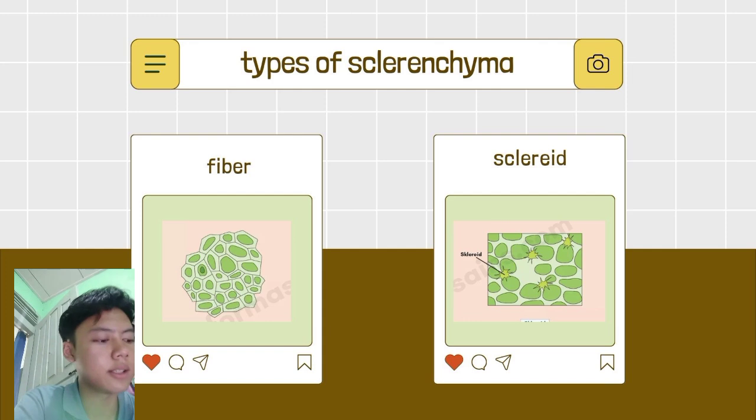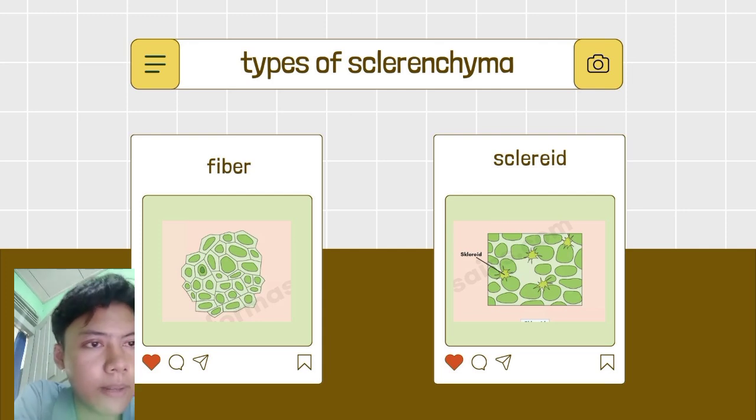Next is types of sclerenchyma. Sclerenchyma has two types, fiber and sclereid. Fiber means not akar serabut but serat serabut, yang bentuknya itu lebih panjang dibandingkan dengan sclereid yang bulat, dan sclereid lebih keras.